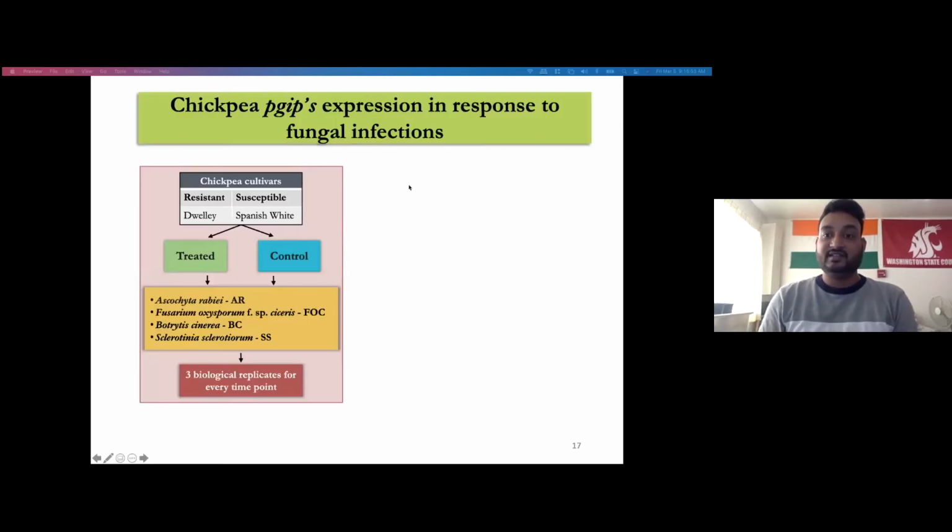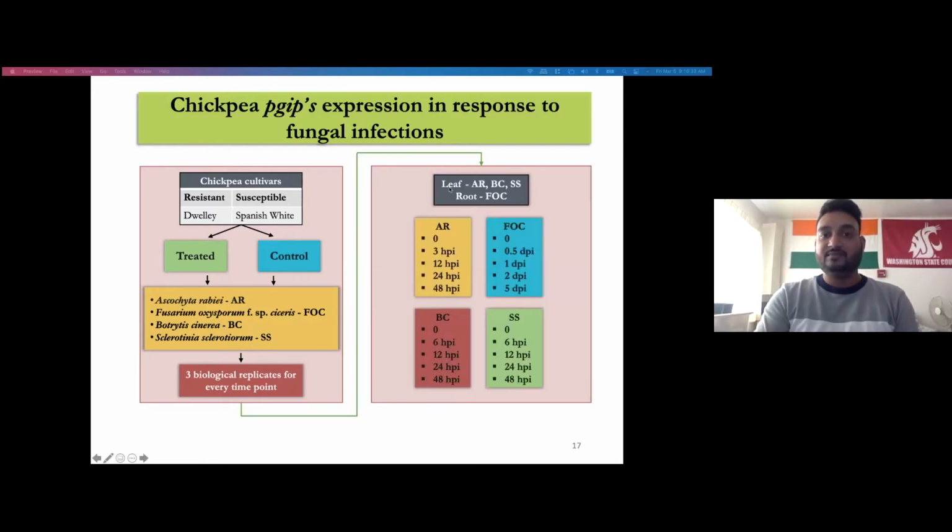To assess if there is differential expression of chickpea Pgips, we used the cultivar Dwelly, which is resistant to Ascochyta rabiei and also Fusarium oxysporum formae speciales ciceris, and its counterpart Spanish white, which is susceptible to both Ascochyta and Fusarium. We also tested Botrytis and Sclerotinia, as there is no reported resistant source or resistant variety for them. We considered Dwelly and Spanish white for them as well. So we treated both these cultivars with all 4 different pathogens independently, and at every time point for every pathogen, we had 3 biological replicates.